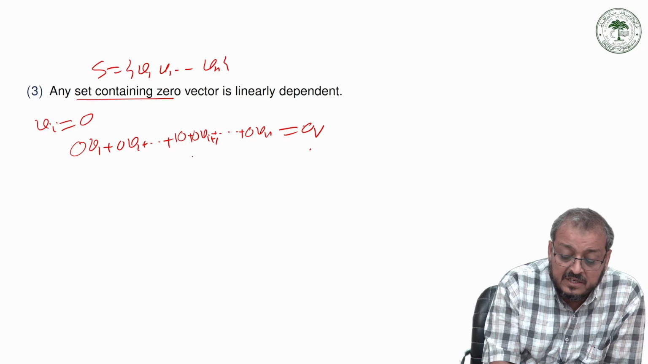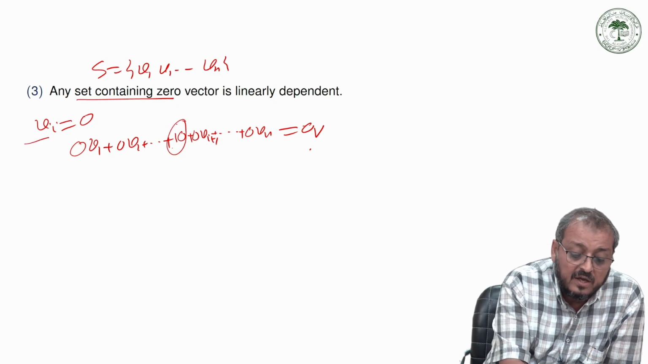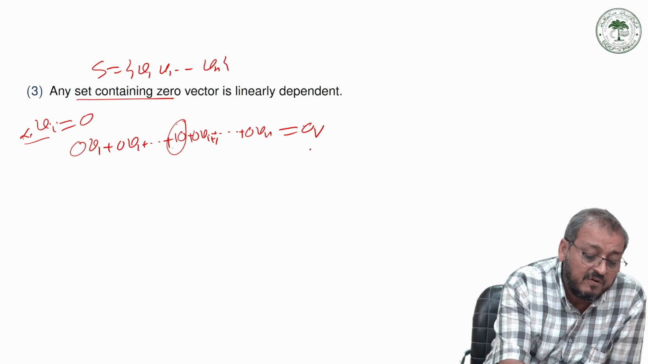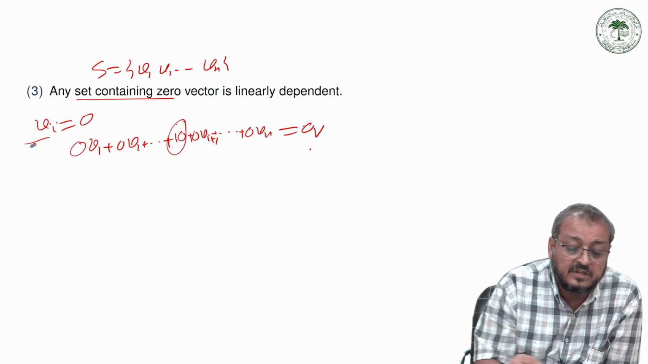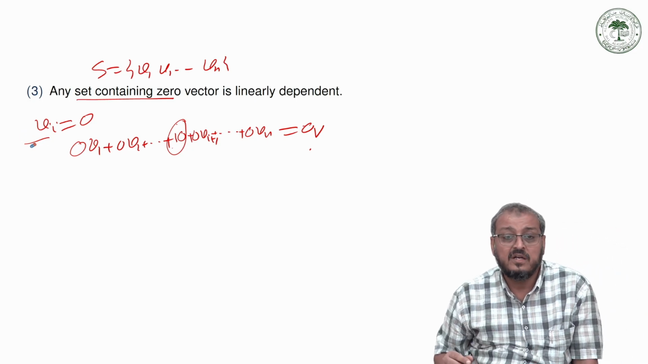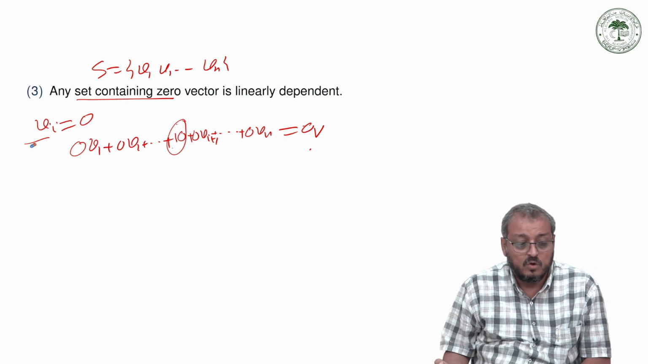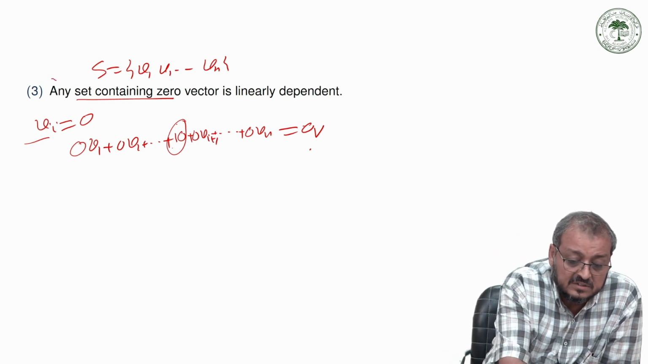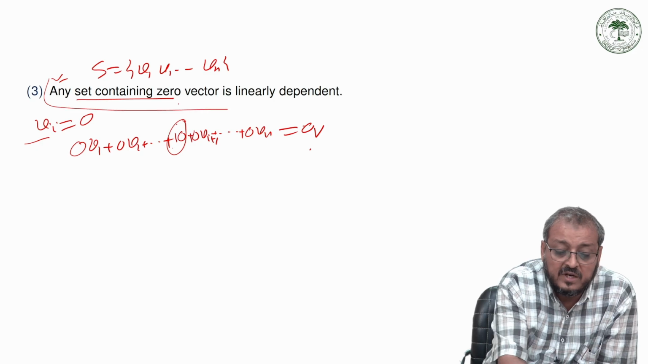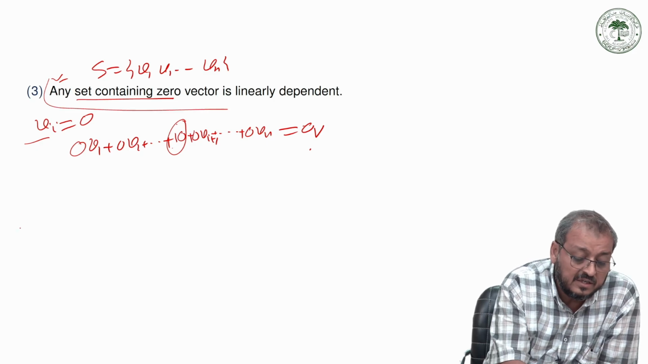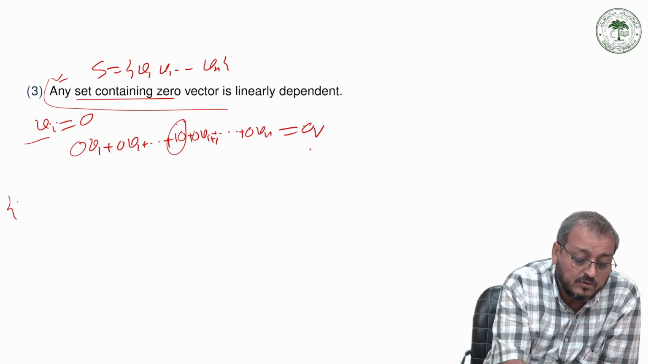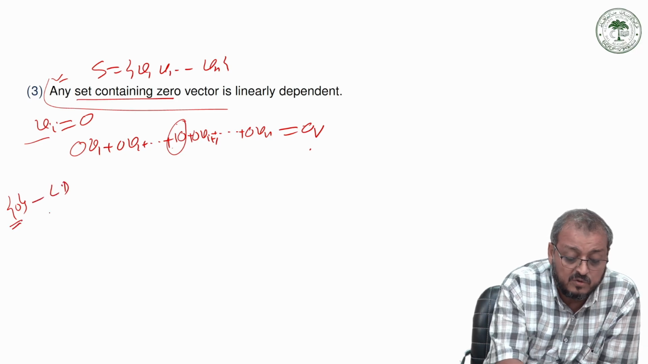So this means that if V is equal to 0, we can take alpha to be any non-zero quantity. So any set containing a 0 vector is always linearly dependent. We can prove that if we check any set, if we have a single set containing 0, it is always linearly dependent, because we have to prove that.